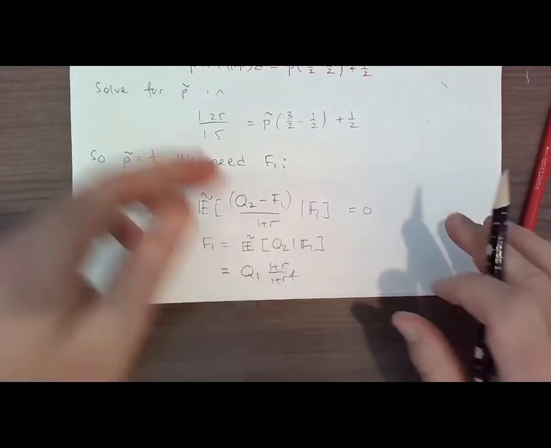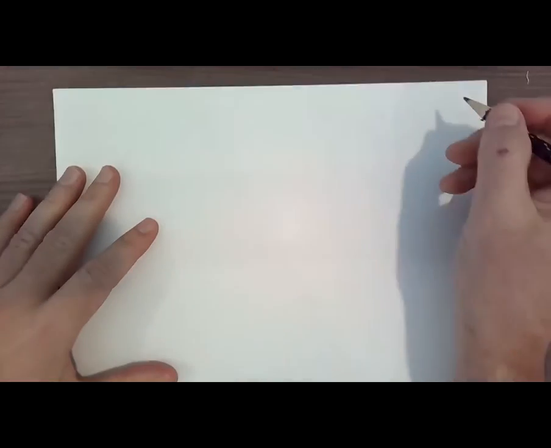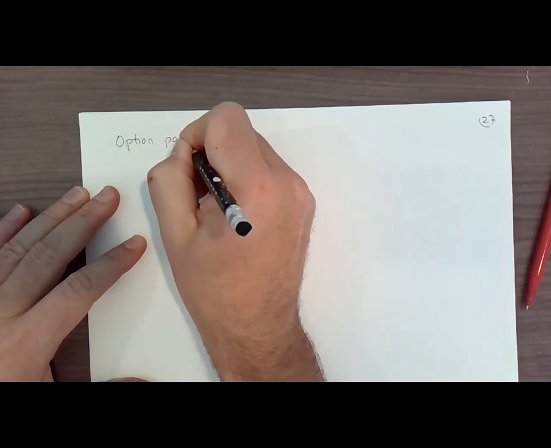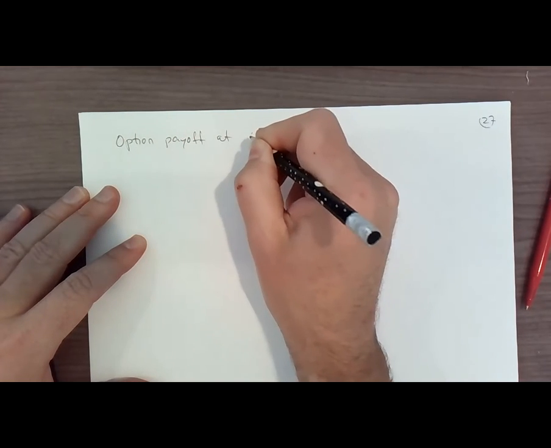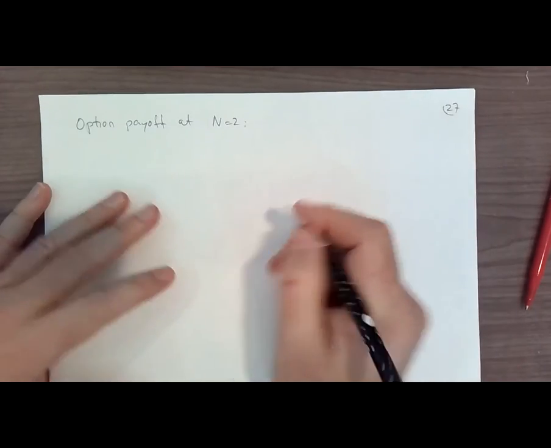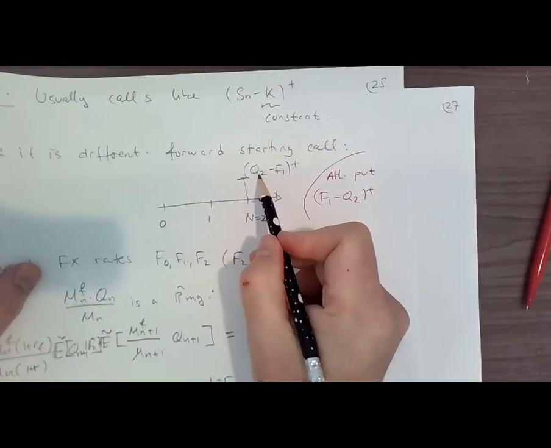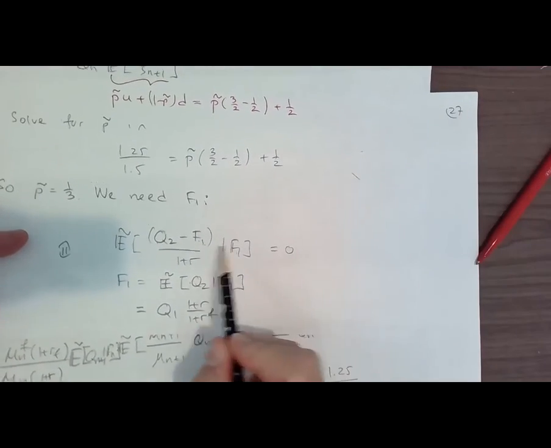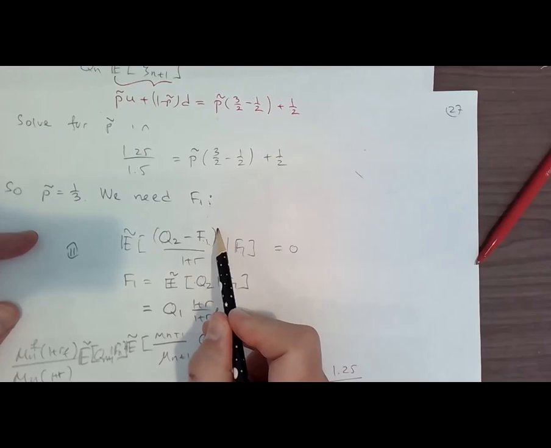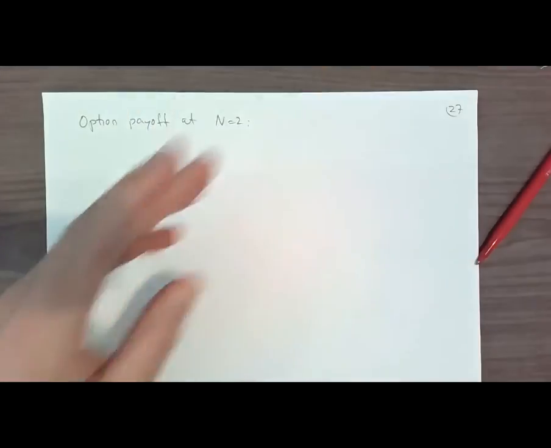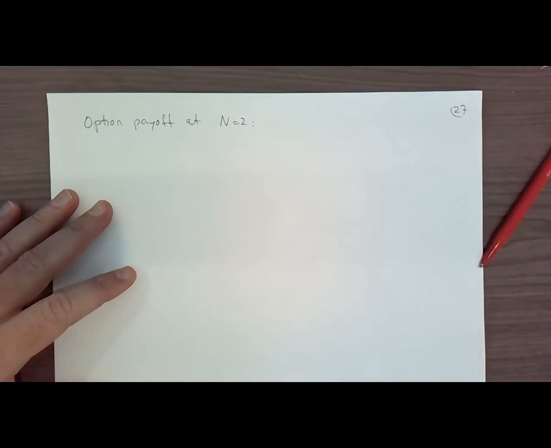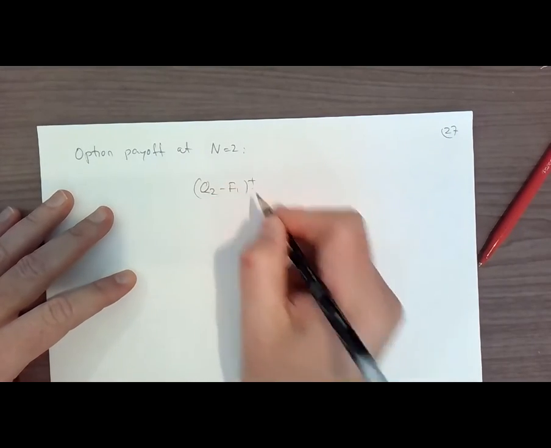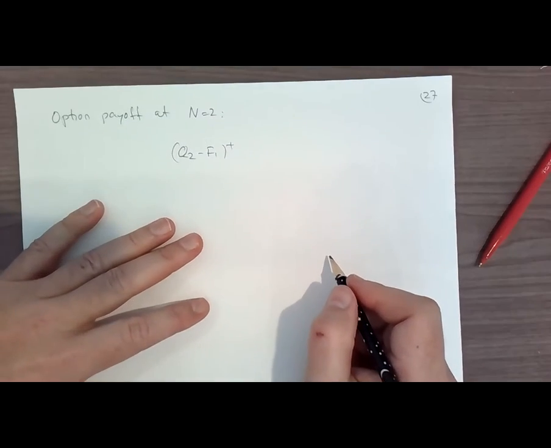Right, so the option payoff at time 2, remember what it was? It was Q2 minus F1. Now there's a positive part, right? That's the difference down here, when you calculate this expression. There's no positive part here. For the option, there's a positive part, so we need to put a plus. So (Q2 minus F1)+, the positive part. That's the payoff.